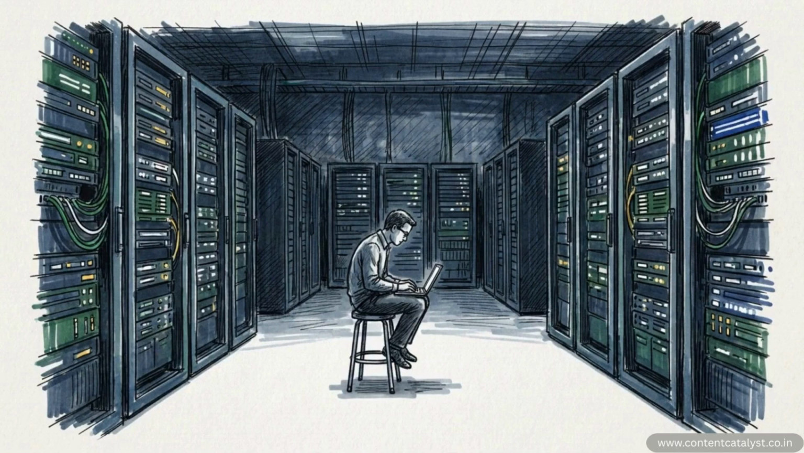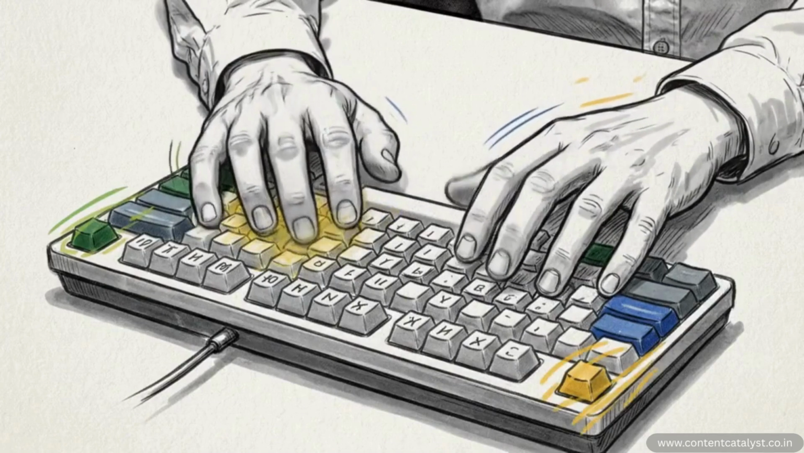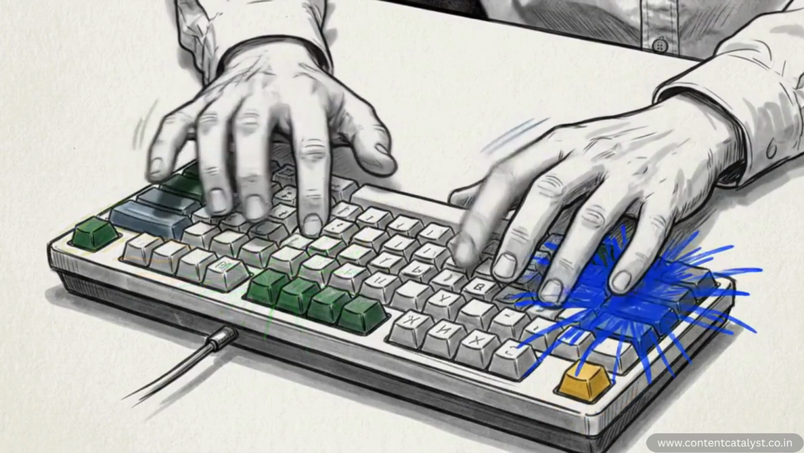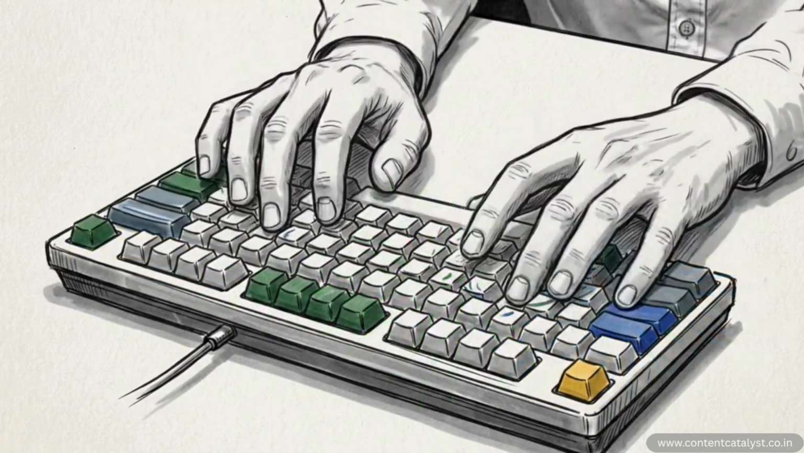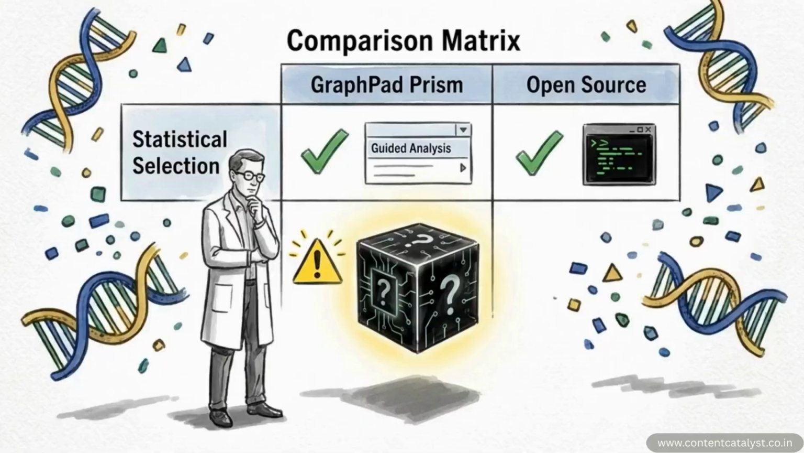This gives a much clearer picture of your data's real-world impact. Compare that to coding in R. In an open-source environment, you are completely on your own. You have to know exactly which statistical package to install, how to call it, and how to configure the parameters from scratch. We can track these trade-offs on a comparison matrix. For statistical selection, Prism offers a guided experience, while open source relies on manual expertise.